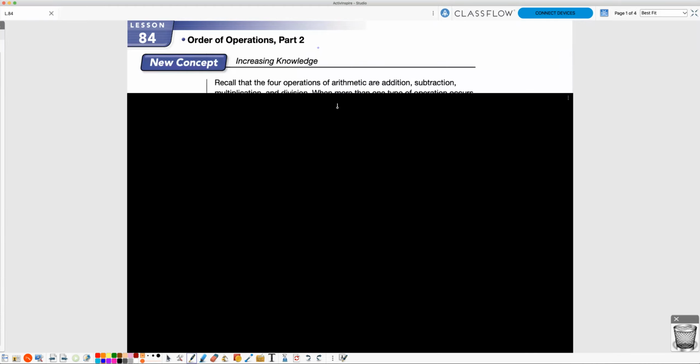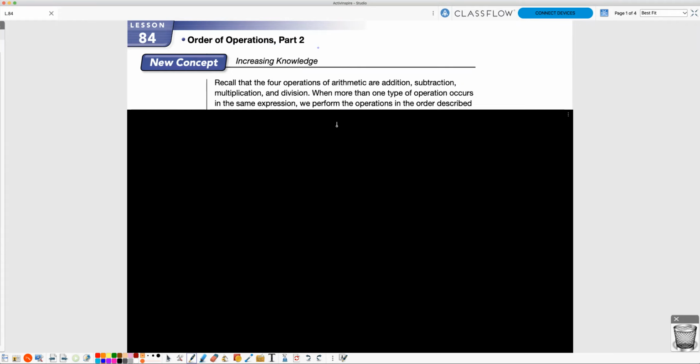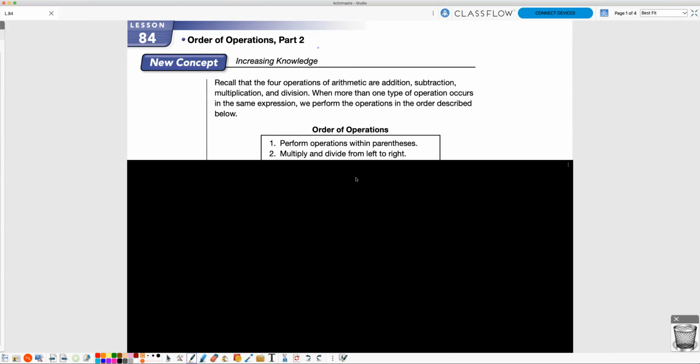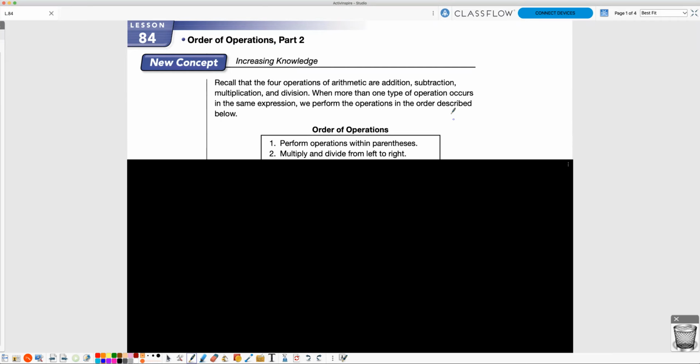Recall that the four operations of arithmetic are addition, subtraction, multiplication, and division. When more than one type of operation occurs in the same expression, we perform the operations in the order described below. You should perform the operations within parentheses, so that's the "please."